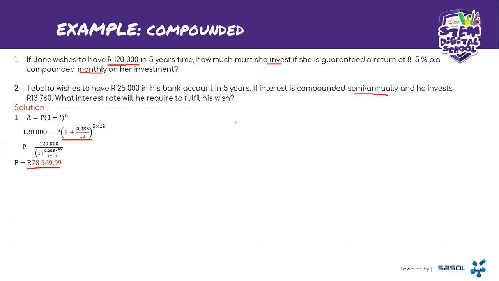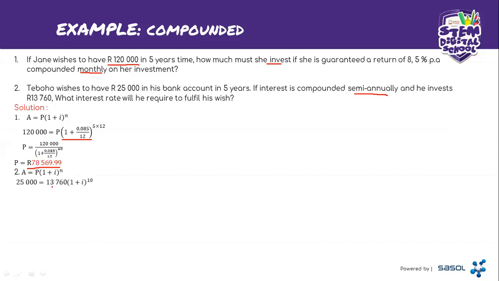Now, in this scenario, this person wishes to have 25,000 in his bank account after 5 years. He invests 13,760, and he wants to know what interest rate will be required to fulfill his wishes. Let's see how. It's clear that on this one, we're going to calculate I, which is the interest rate. And then we're going to substitute.